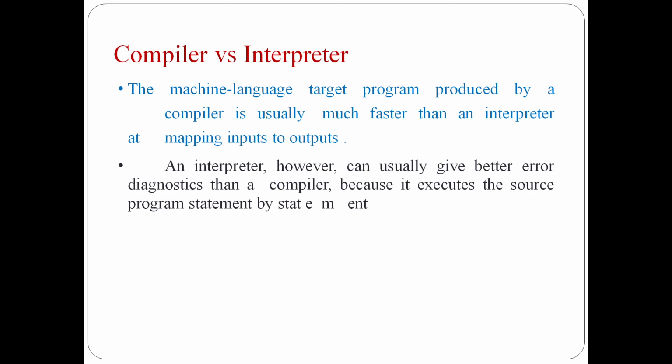The machine language target program produced by the compiler is usually much faster than the interpreter, because it converts the entire source program into the target program, but the interpreter does line by line conversion. So compared to the interpreter, the compiler executes much faster, but the interpreter usually gives better error diagnostics because we are doing line by line conversion. Whenever any error happens in between, it will give better error diagnostics than the compiler.